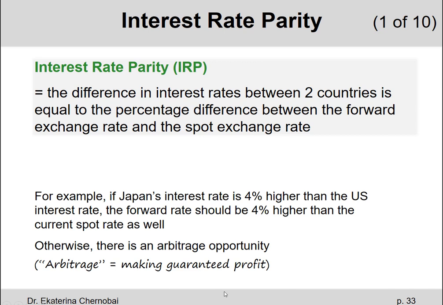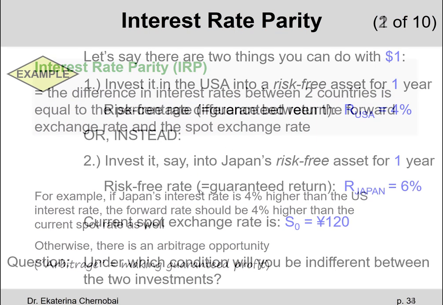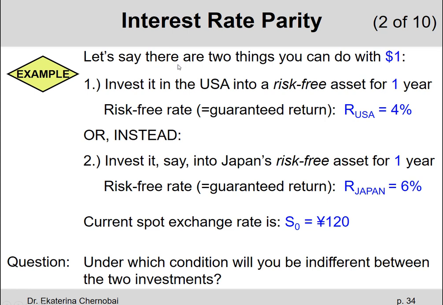So it's probably still pretty confusing what this whole interest rate parity is about. Let me explain it using the following example. Let's say you have $1. There are two things you could do with your $1. One, you could invest it domestically. Two, you could invest it, let's say, in Japan.